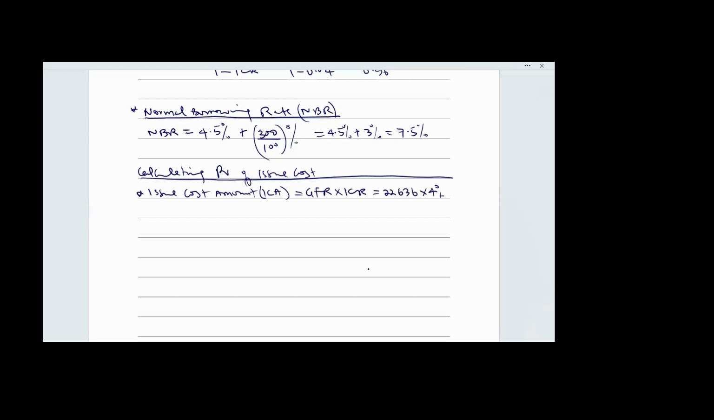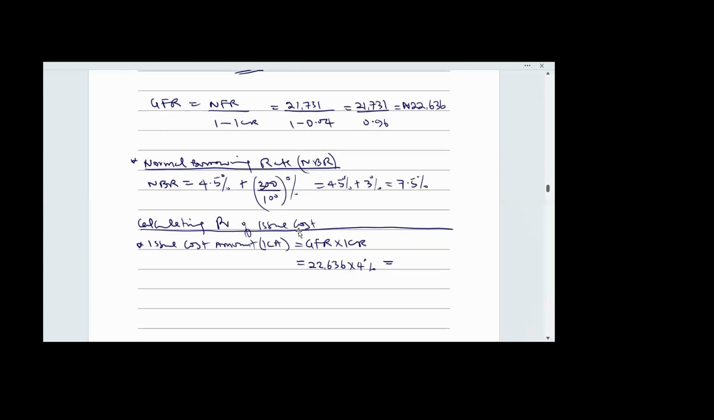Let me go to the next line. Equal 22,636 multiplied by 4%. What do you have, please?